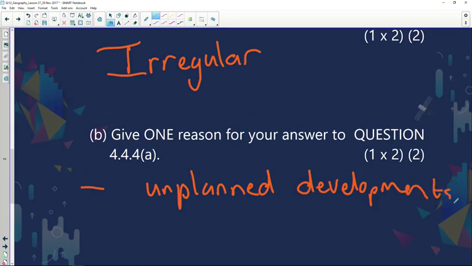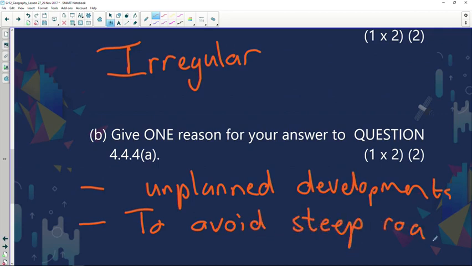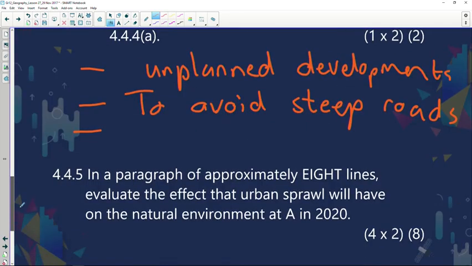And also to avoid, I just need to correct my spelling over here. Avoid steep roads. And also to avoid traffic congestion.